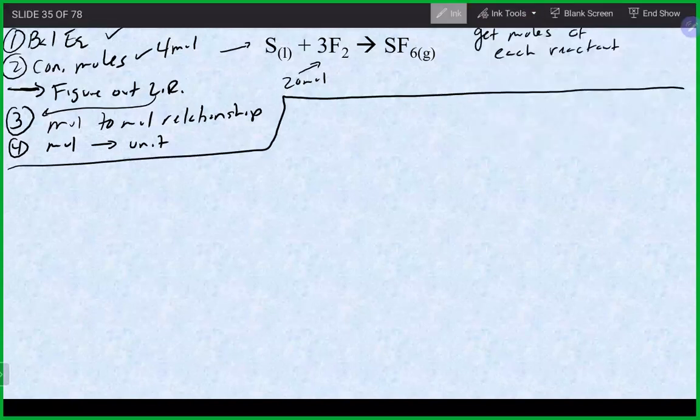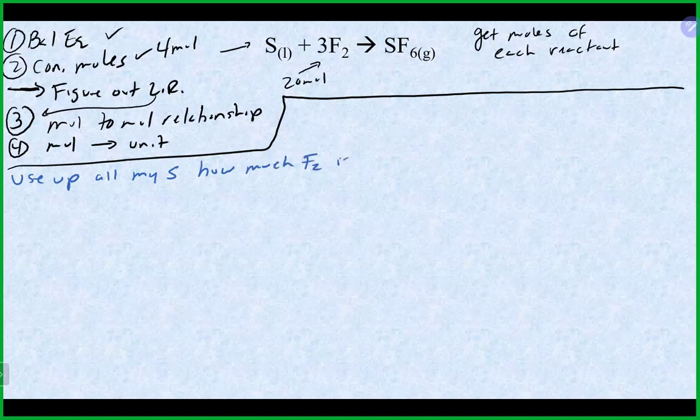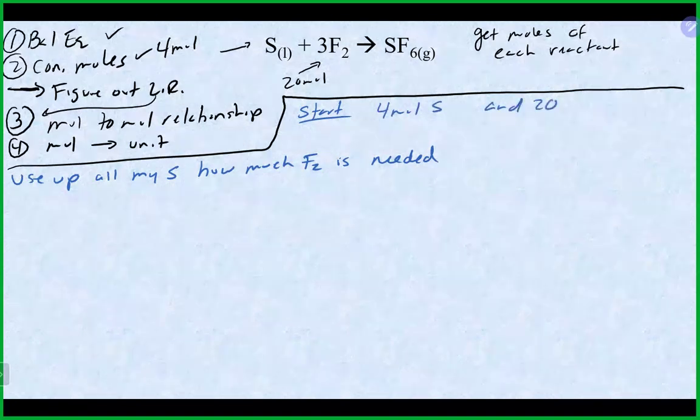So in this method, the way you can figure out if something is the limiting reagent is you're just going to do a really simple calculation to figure out, for example, if I wanted to use up all my sulfur, how much fluorine is needed. So this is the calculation I'm going to do. Remember that starting amounts of these is we have 4 moles of sulfur and we have 20 moles of the F2. So that's our starting amount.